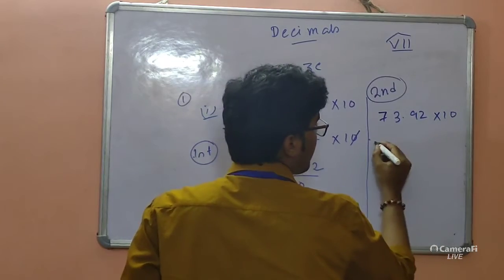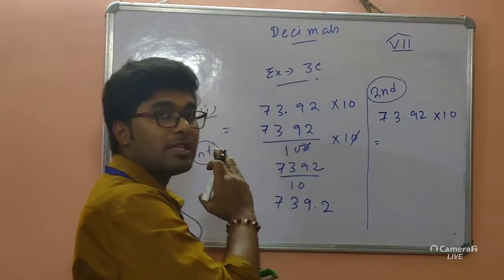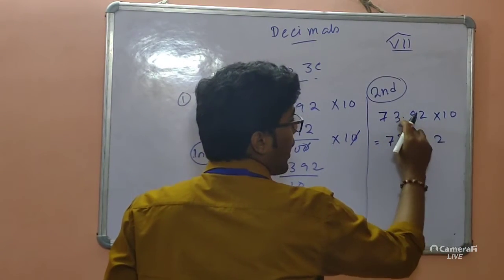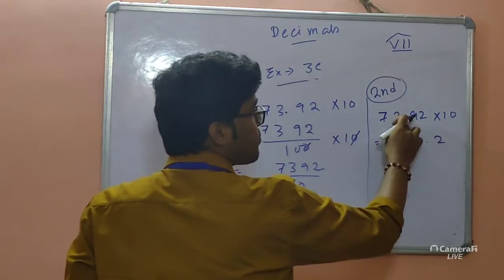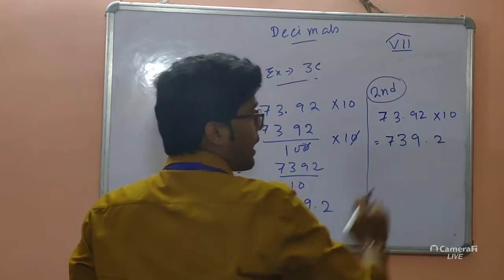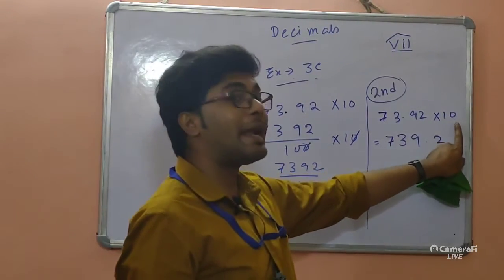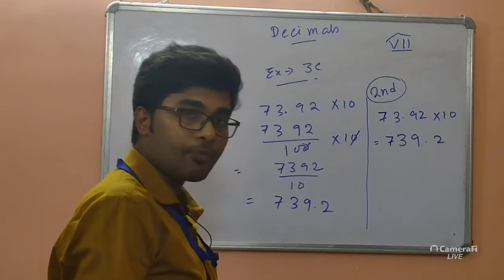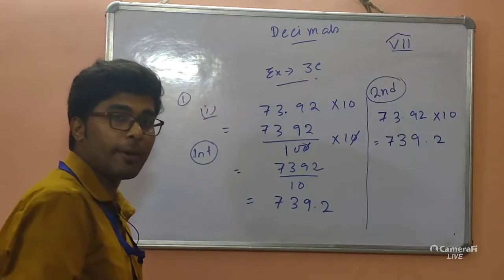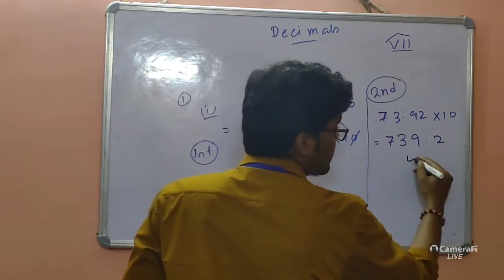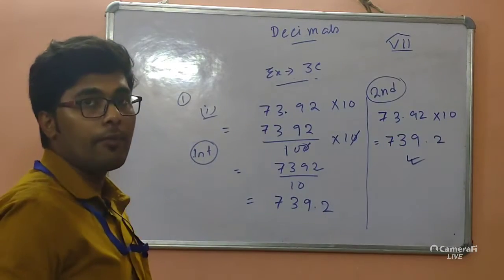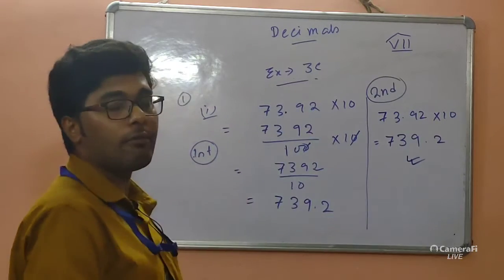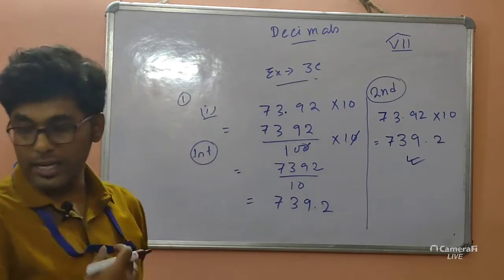That means 73.92 multiplied by 10. How many zeros are there? 1 zero. Therefore the point will shift one place rightwards. So it becomes 739.2. The point takes one step jump. Why one place? Because we are multiplying by 10. How many zeros are there? 1 zero is there. Therefore the point will shift rightwards. Understood? We have discussed both methods, but I prefer this method because it is much easier and less time consuming, but we need to understand the mechanism also. That's why we have learned the first one also. Clear? So let us move on.